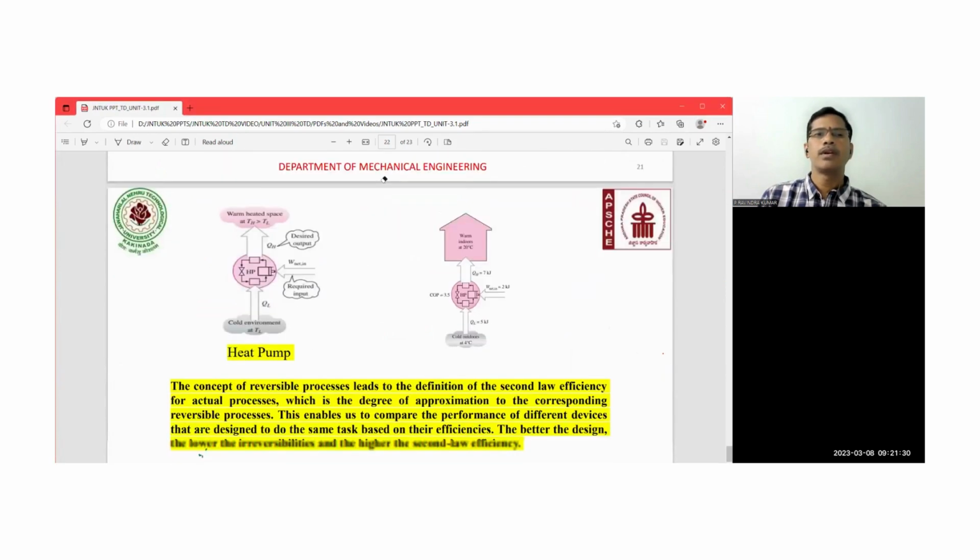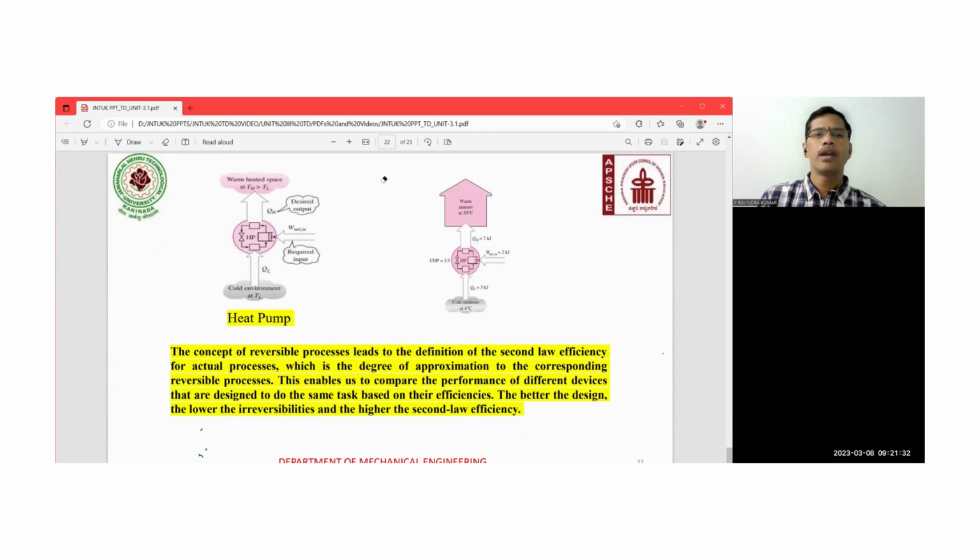See this one. So what is the final concept? The concept of a reversible process leads to the definition of the second law efficiency. The concept of a reversible process leads to the definition of second law efficiency for an actual process, which is the degree of approximation to the corresponding reversible process. So this enables us to compare the performance of different devices.